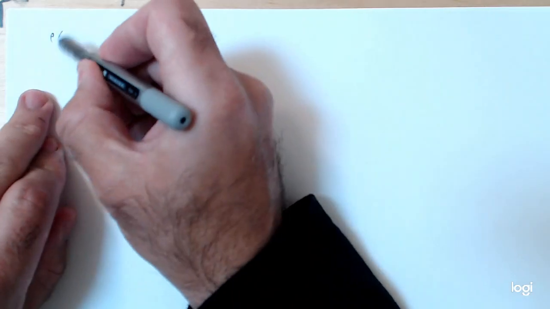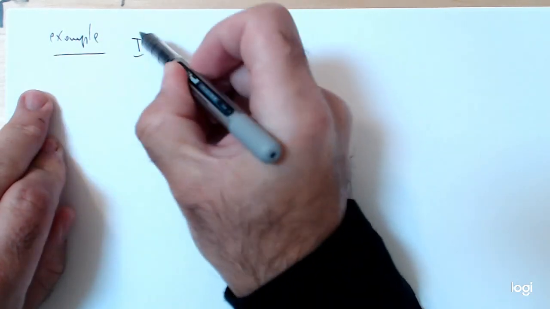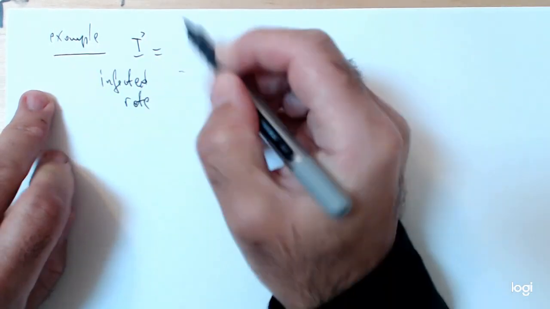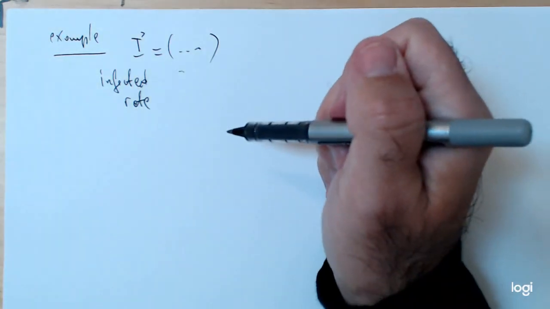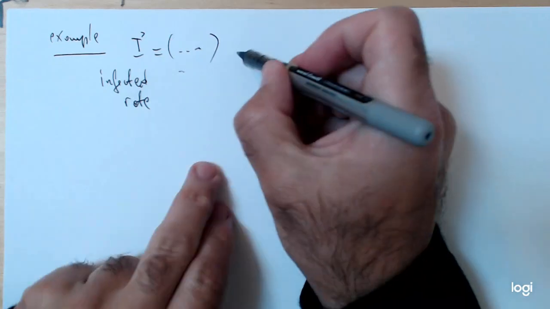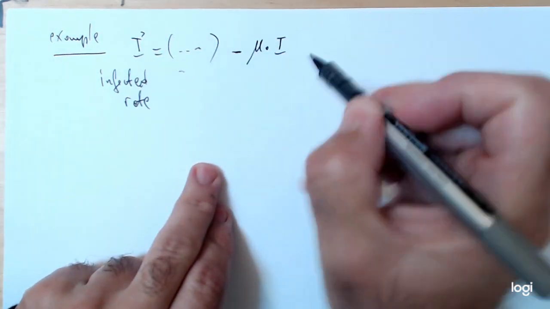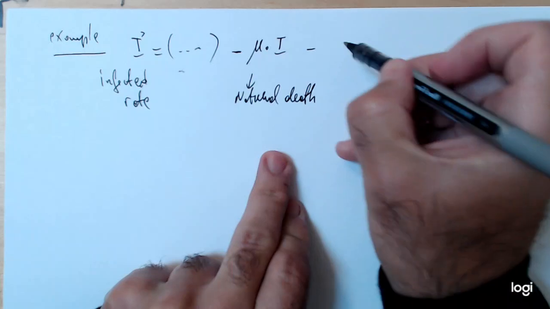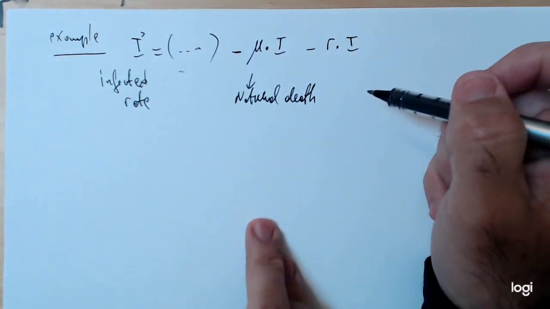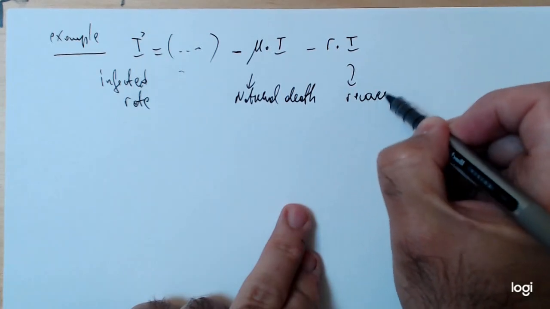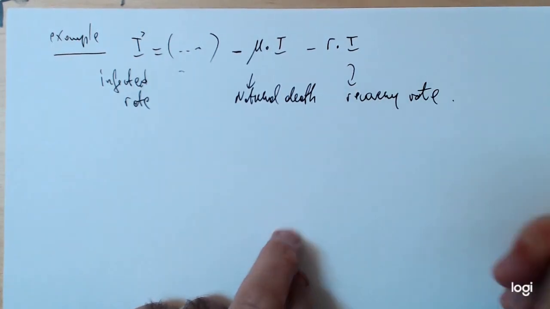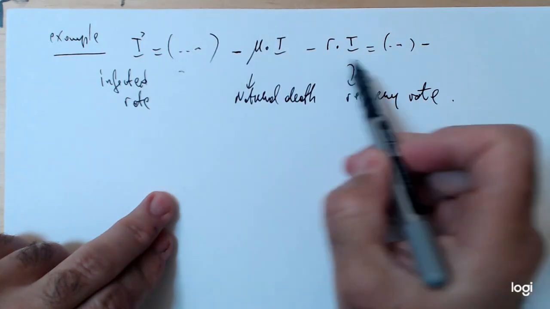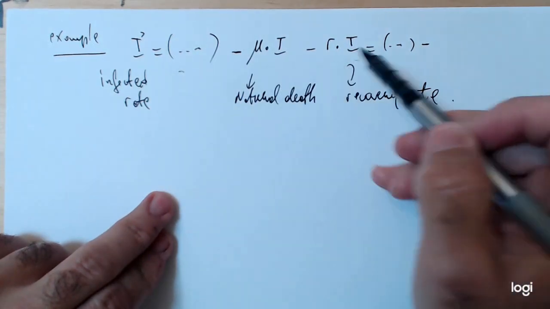So for example, let's say the equation that denotes the infected rate in some model. It has some positive terms somewhere here, and then let's say it has a natural death rate, and then it has, let's say, recovery rate from the disease. So that's the recovery rate. So notice that if I rewrite this equation, again, forget about the possible extra terms. Let's say all the negative terms are here, mu I, r I, right?